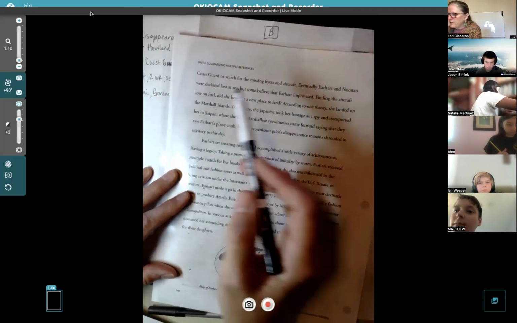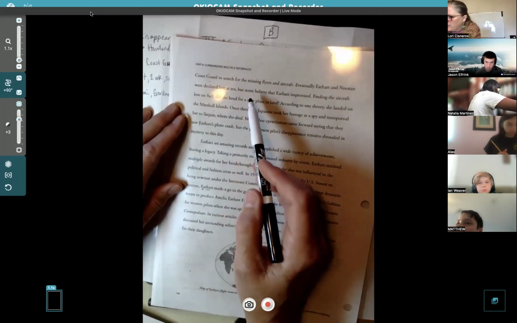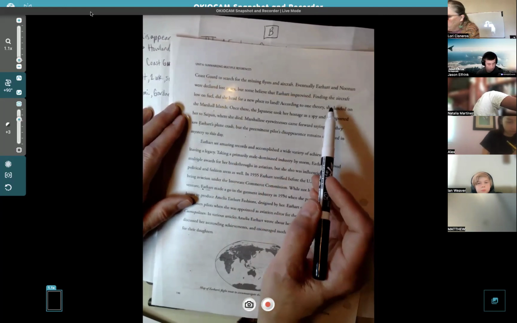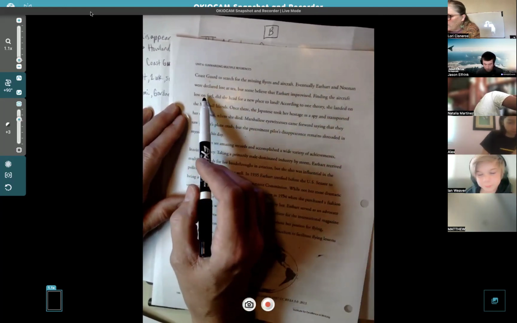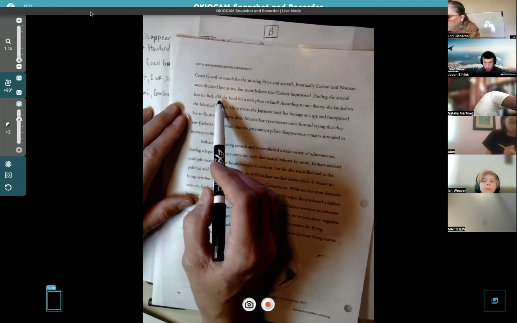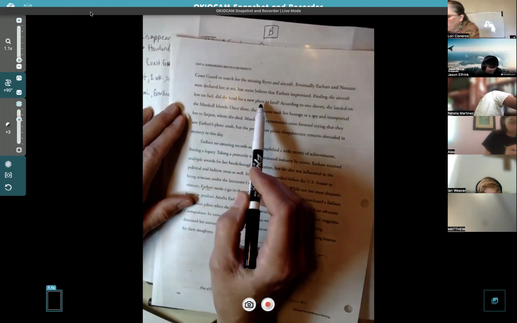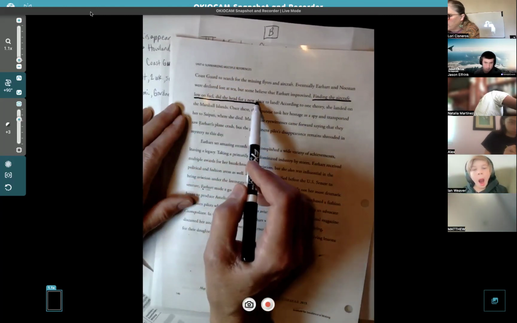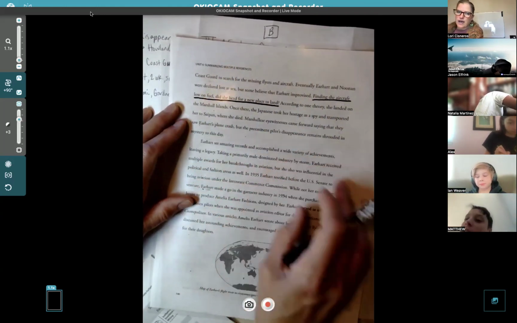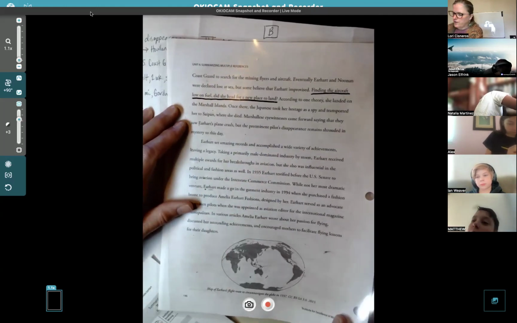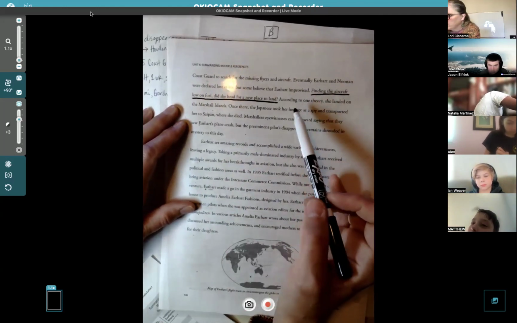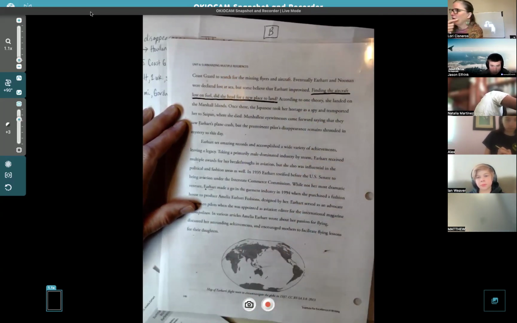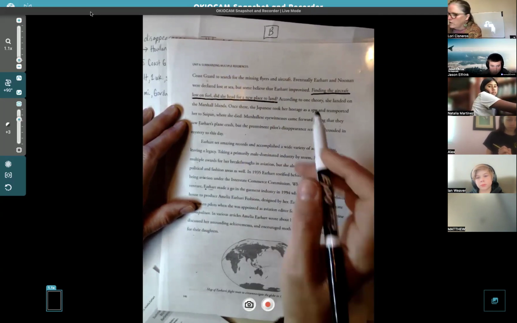Eventually, Earhart and Noonan were declared lost at sea, but some believe that Earhart improvised. Finding the aircraft low on fuel, did she head for a new place to land? I'm going to underline that because this is a theory. Maybe she ran out of gas and she had to find somewhere to get gas. They do that sometimes, I mean, nowadays they plan ahead and they don't have that problem.